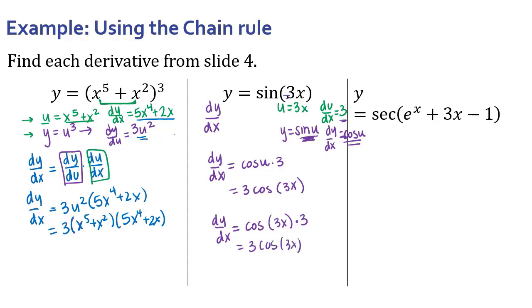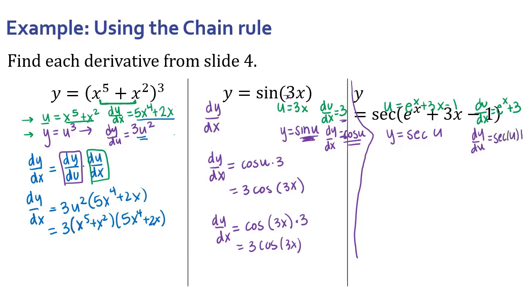Okay? All right, so let's do this next one. We said u equaled e to the x plus 3x minus 1. So the derivative of that inside function, du over dx, is e to the x plus 3. Y equals secant of u, and the derivative of secant is secant u, so dy over du. The derivative of the outside, the derivative of secant of u, is secant u tan u.